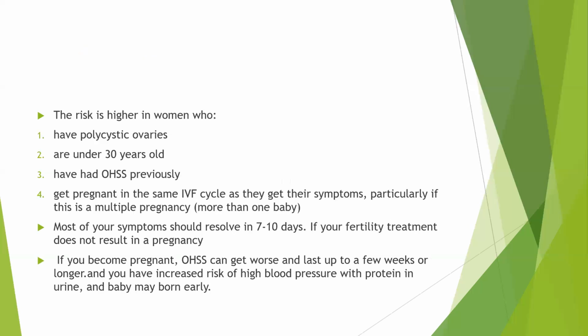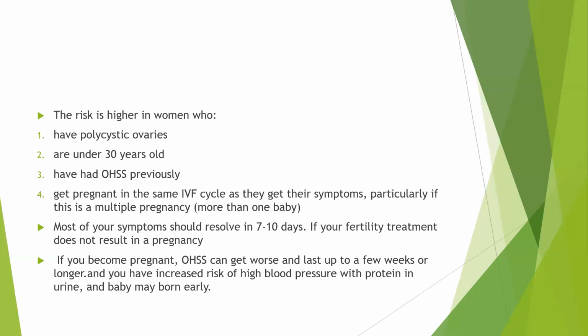The risk is higher in women who have polycystic ovaries, are under 30 years of age, have had OHSS previously, or get pregnant in the same IVF cycle as they get their symptoms, particularly if this is a multiple pregnancy, more than one baby. Most of your symptoms should resolve in 7 to 10 days if your fertility treatment does not result in a pregnancy. If you become pregnant, OHSS can get worse and last up to a few weeks or longer. You have an increased risk of high blood pressure with protein in the urine, and the baby may be born early.